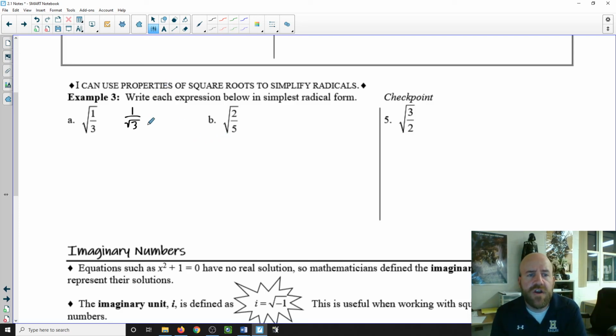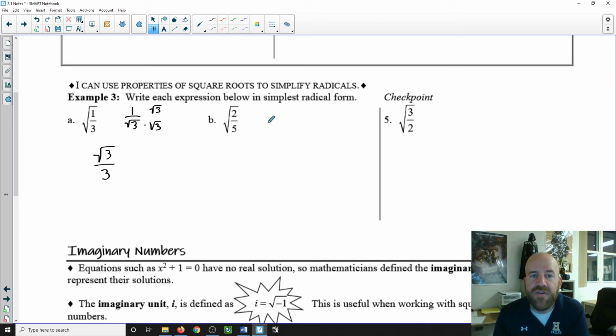So what you want to do is multiply the top and the bottom by the square root that's in the bottom. So we're multiplying the bottom by root 3, and we're also multiplying the top by root 3. So we end up with the square root of 3 over, square root of 3 times square root of 3 is square root of 9, which is 3. Or you can think squared. If we square a square root, that's also the inside number. So square root of 3 over 3 is in simple radical form.